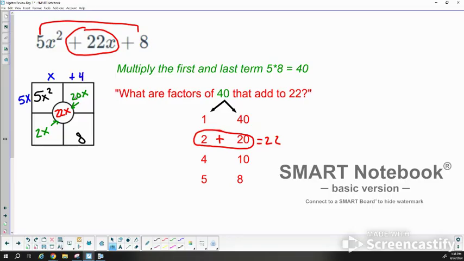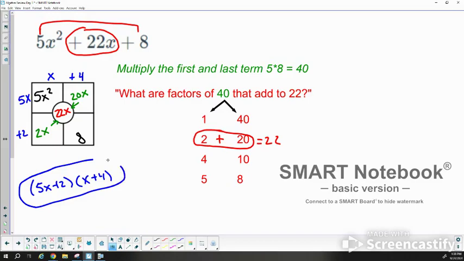4 times 5 is 20, 20x. And if this is an x, which is a single x, the only way to get a 2 is to do 2 times 2x to fill in this box. Now notice, I didn't look at this last box yet, but 2 times 4 is 8. We're done. My final answer is the product of the two binomials. This is a plus. 5x plus 2 times x plus 4.